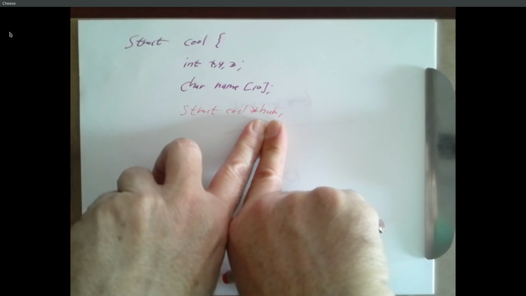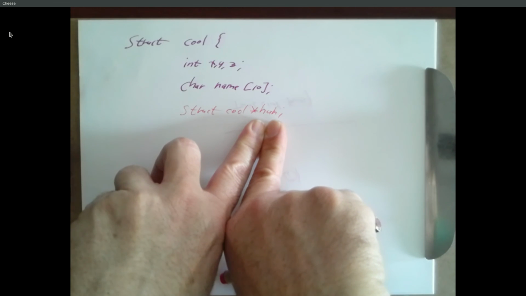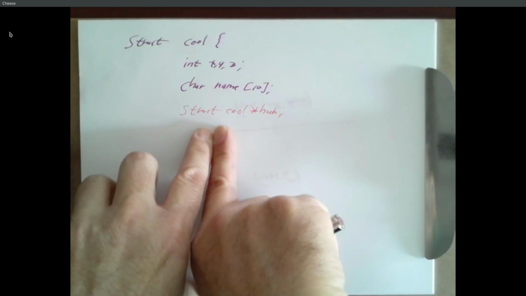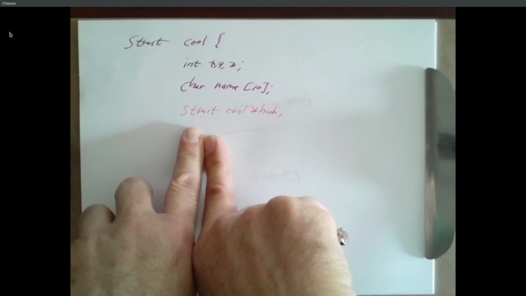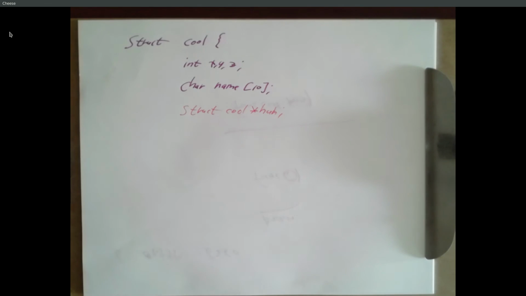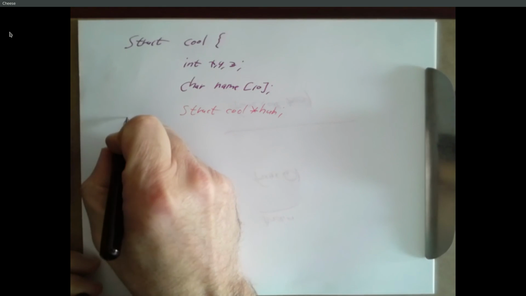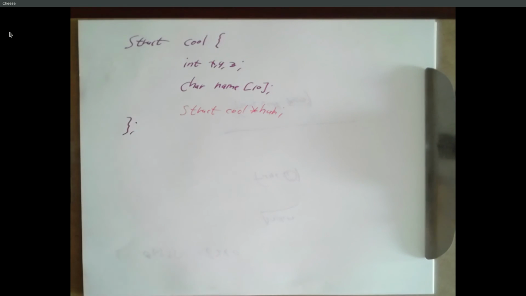The programmer, that's you and me, needs to worry about the fact that this is pointing to a struct cool, even though it's inside a struct cool. But we'll have good reasons for doing that, and we'll be able to manage that. So this is the other reason why we tend to have pointers to structures: because we can put them inside structures.